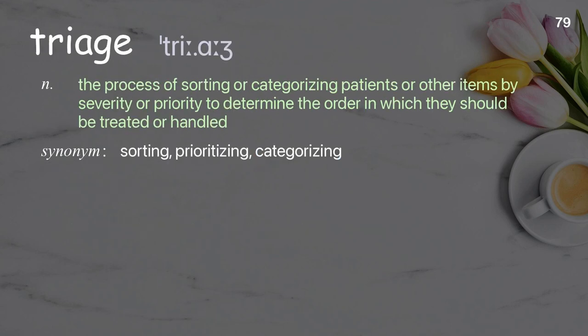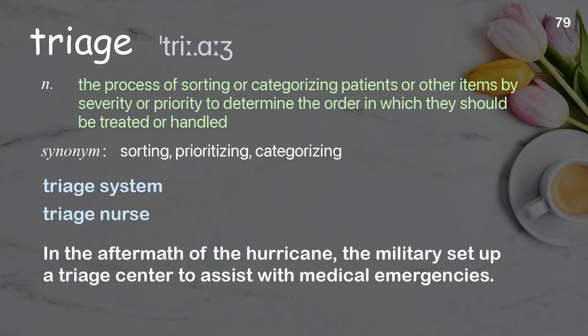Triage. The process of sorting or categorizing patients or other items by severity or priority to determine the order in which they should be treated or handled. Examples. Triage system. Triage nurse. In the aftermath of the hurricane, the military set up a triage center to assist with medical emergencies.